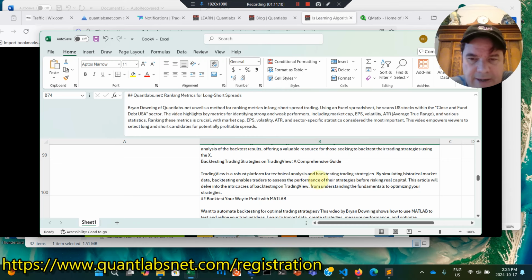Robust platform for technical analysis and backtesting trading strategies. It's way more affordable than something like MATLAB. But MATLAB comes with many, many other features out of the box and the documentation to go with it to learn what institutions are doing, namely hedge funds, other professional trading firms. Simulating historical data, backtesting enables traders to assess performance of their strategies before risking real capital.